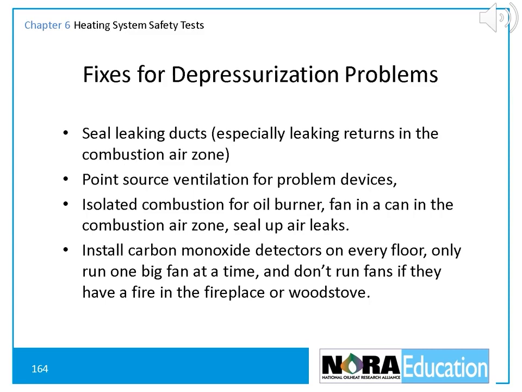The following are the fixes for depressurization of the CAS. First, seal up those leaky ducts, especially leaky returns in the combustion air zone. Bring in point source ventilation for problem devices. In other words, bring air to the burner. We call this isolated combustion. Install carbon monoxide detectors on every floor, and advise the customer to only run one big fan at a time, and don't run fans if there is a fire in the fireplace or wood stove.